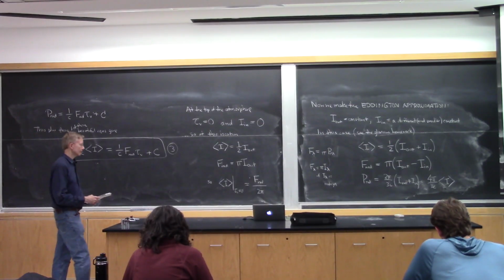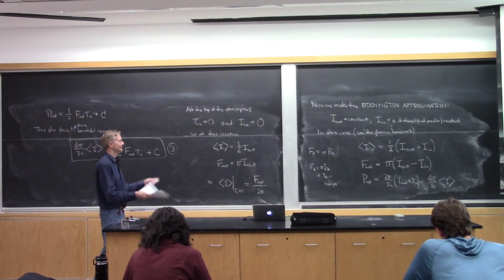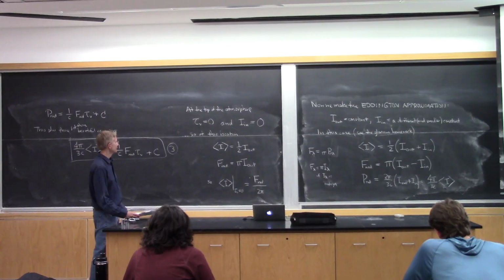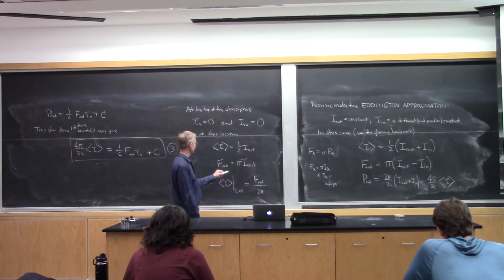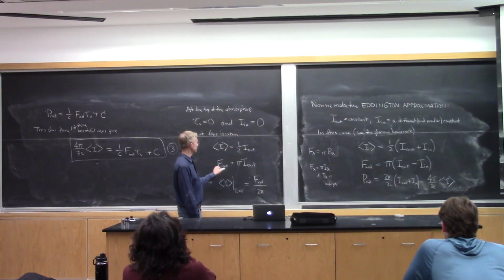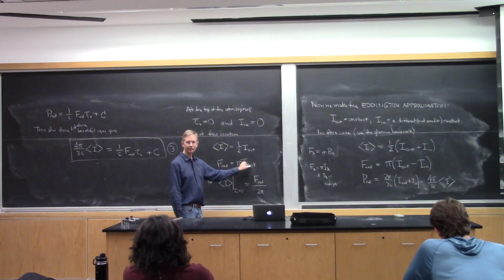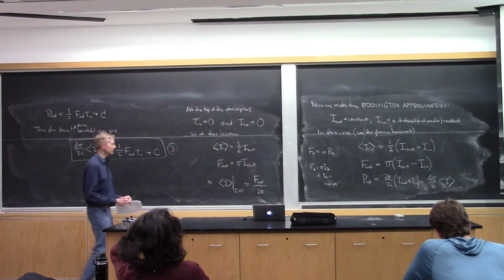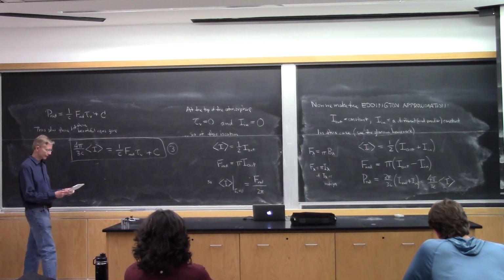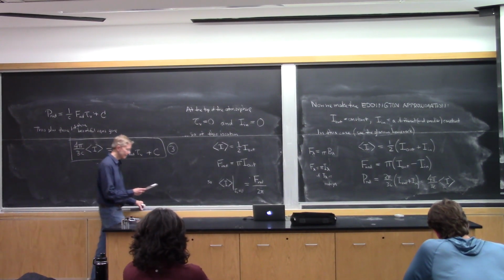The mean intensity is half of I_out, but that says that it's 1 over 2 pi times F_rad, just combining these two things. So the mean intensity at the surface is the radiated flux divided by 2 pi.